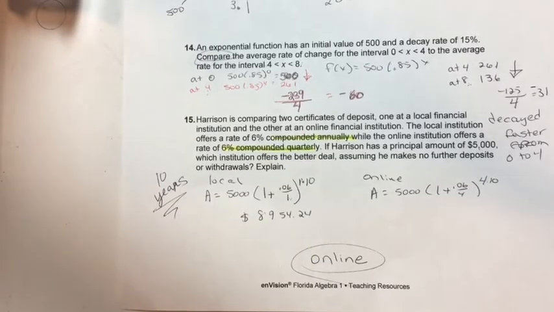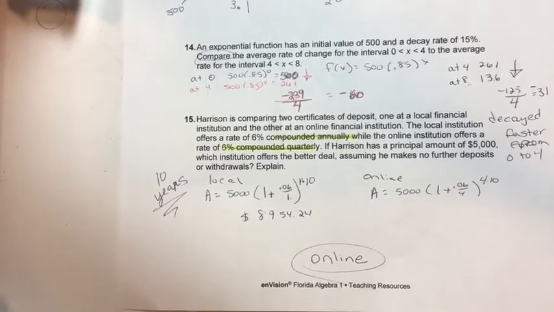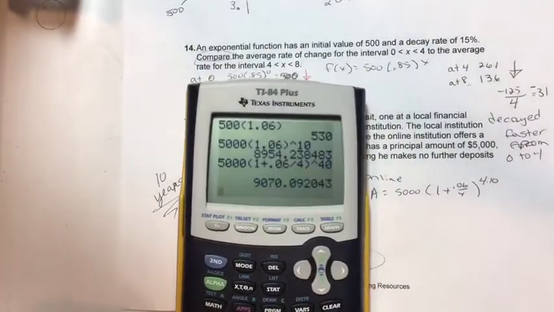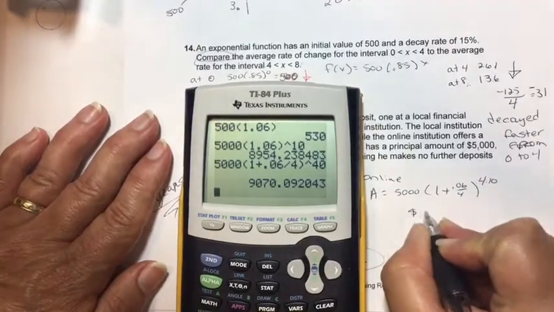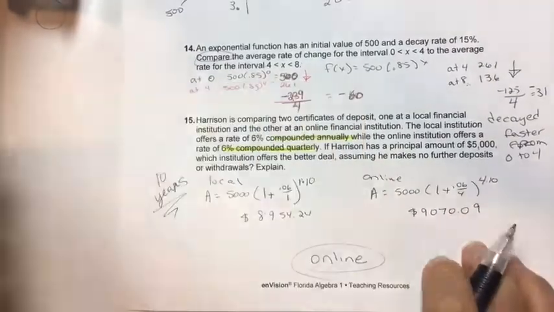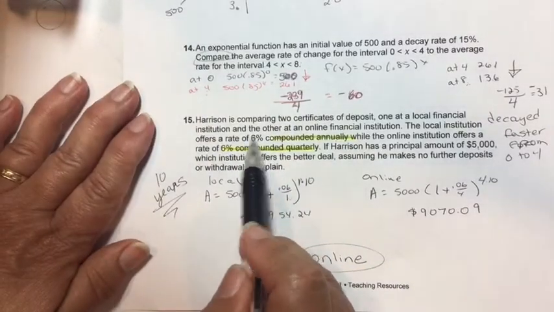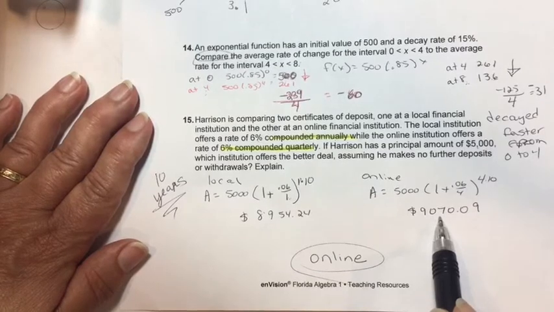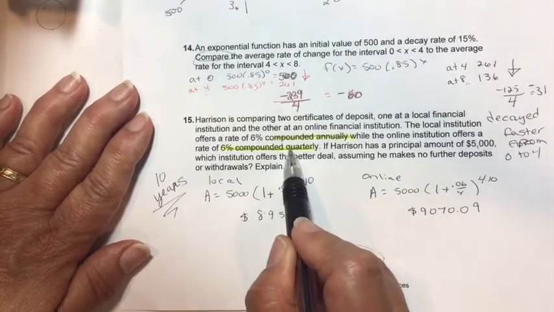All right, 5,000, parentheses, 1 plus 0.06 divided by 4, closing the parentheses, and then raising the whole thing to the 40th power is $9,070.09. So you can clearly see if the interest rate is the same, you're going to have more money when it's compounded quarterly. That's the better deal.